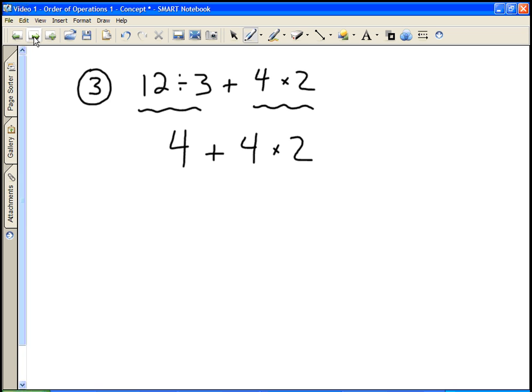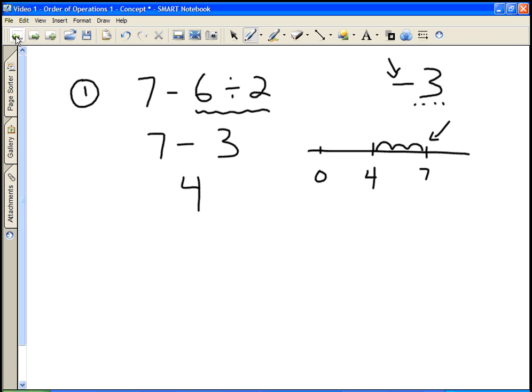I rewrite the rest of the problem that I haven't dealt with yet, and now I have 4 plus 4 times 2, and my order of operations tells me that I need to do my multiplication here first, and so now I have 4 plus, and 4 times 2 is 8, and 4 plus 8 is 12. So there's a look at three example problems dealing with orders of operations.